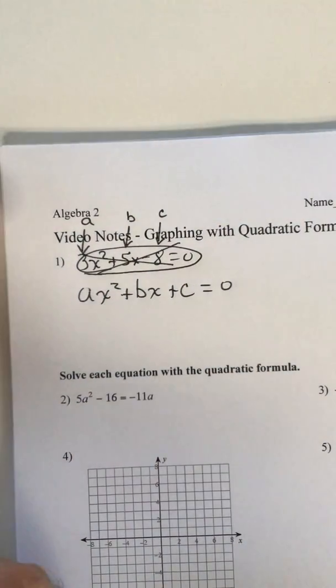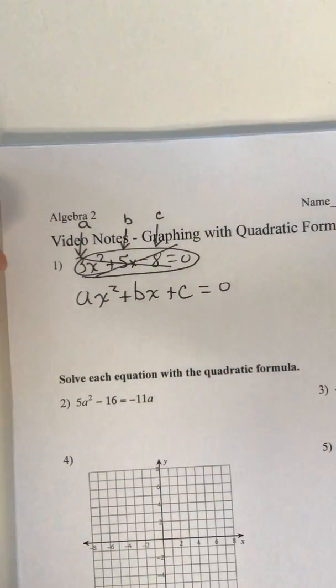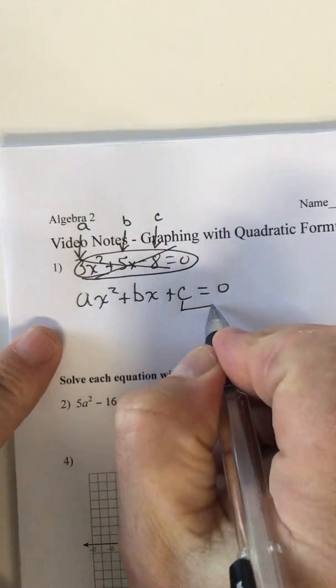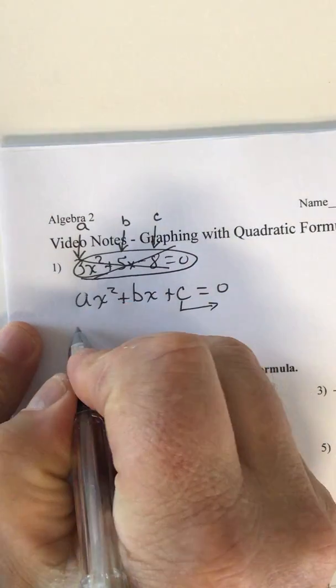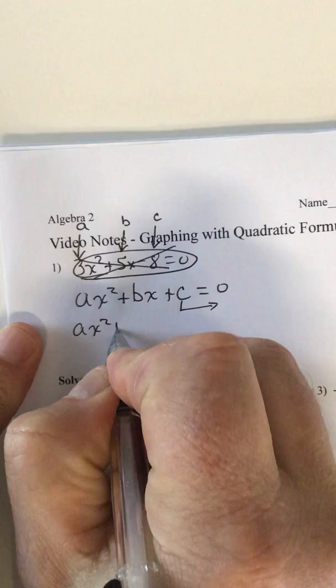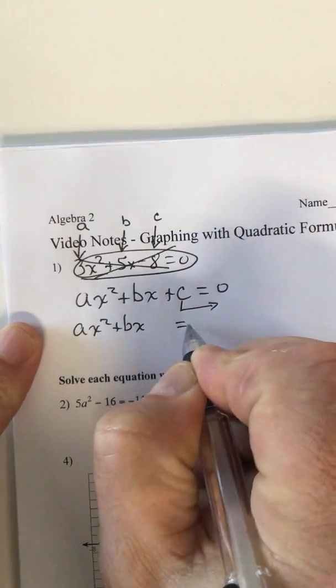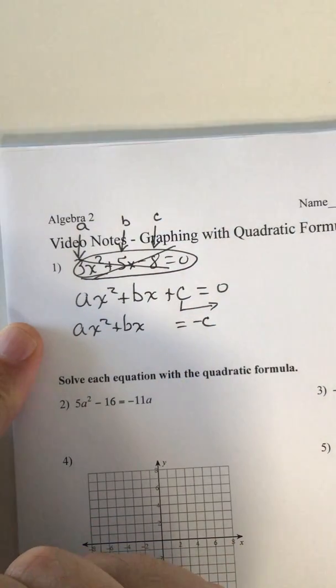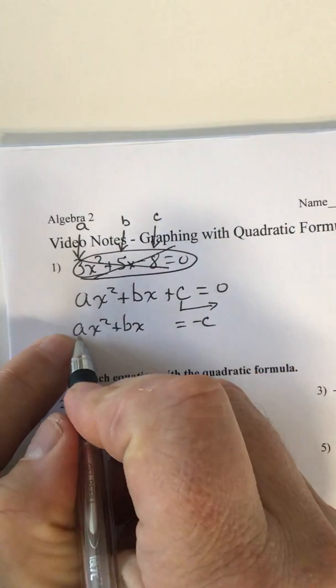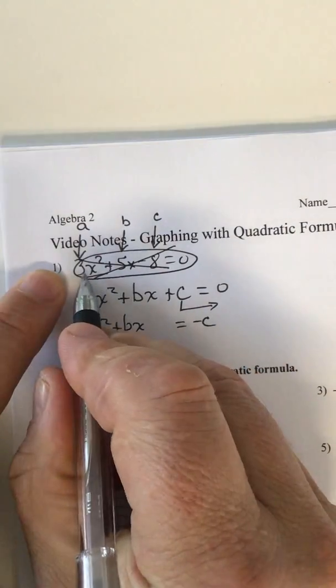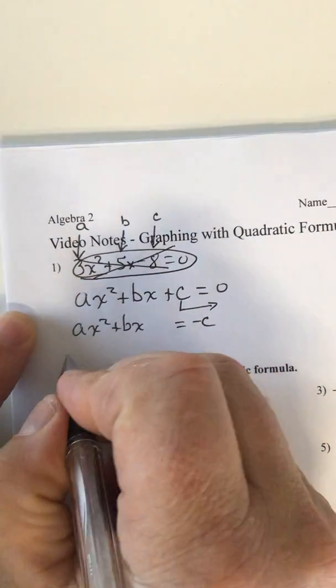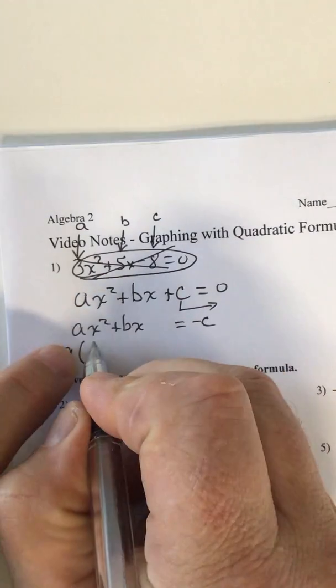And now I'm going to complete the square. Okay. So watch what happens here. I'm going to move the C to the other side. That gives us AX squared plus BX equals negative C. Whatever's on the X squared, like the 3, can't be on there, so we have to divide it out. So I'll go ahead and divide it out.